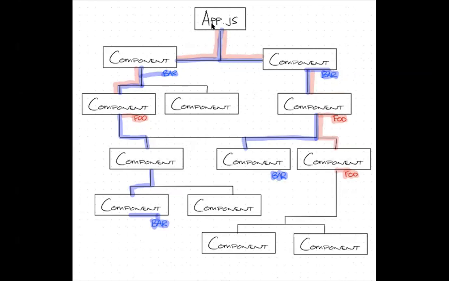Okay, this is what it would look like if you were using prop drilling. You'd have to pass those values down from app.js through that component tree all the way down to the components that relied on those values. Okay, like in this case, even though this component here doesn't care about the value of bar, it still has to pass that prop through to its child.